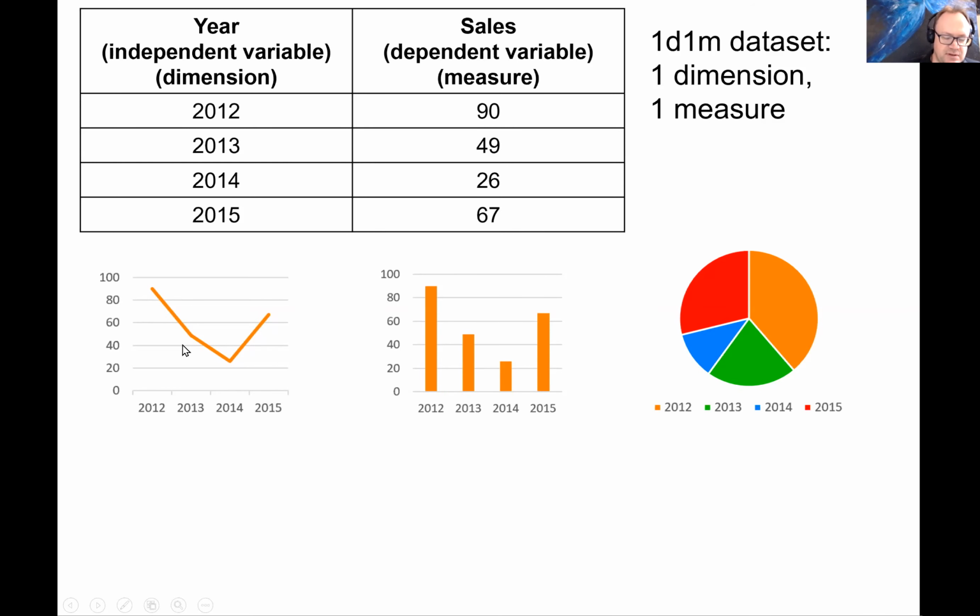So if you're interested in what the sales were midway between 2 years, you could look at the line to get some idea of that. The bar chart, we could say its advantage is to discourage the audience from doing interpolation, and that might be something that you want to do.